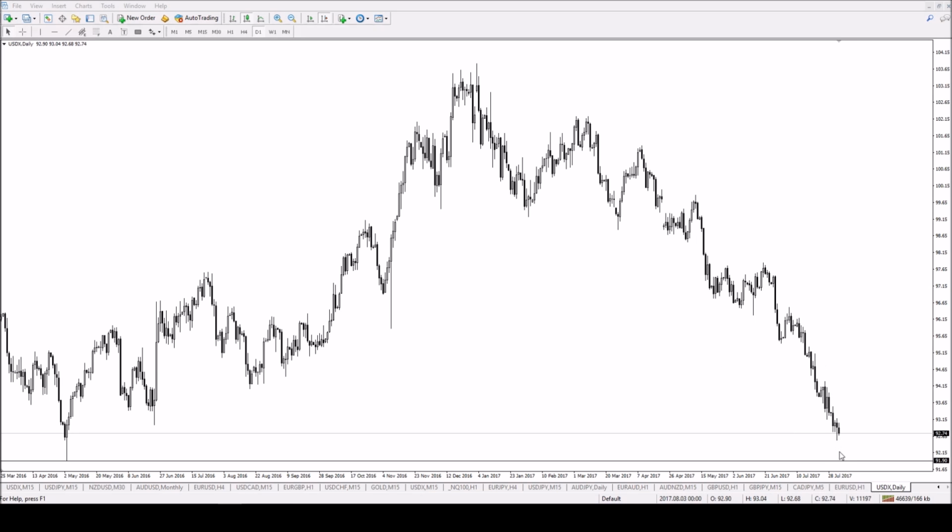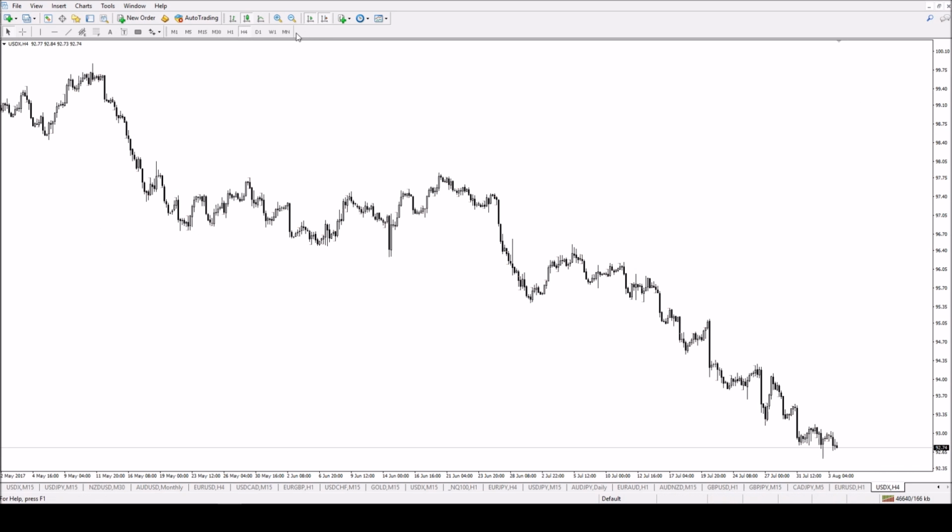So far, I think this is going to go here tomorrow, take out this low and go a lot lower. Okay, so that's the H4. That's the daily done.